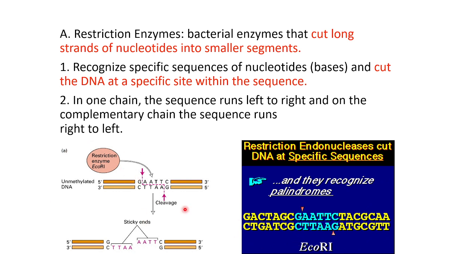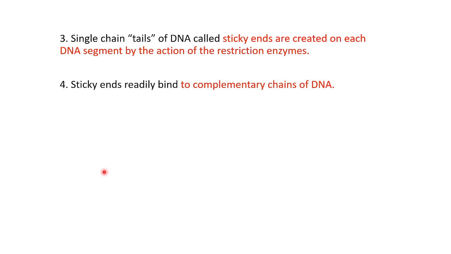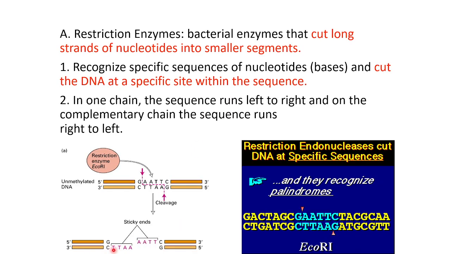You can also see this from this image. So these single-chain tails of DNA, called sticky ends, are created on each of the DNA segments by the action of the restriction enzyme. If it is cutting at a particular end, you observe that you have a part which is left over here, and a part which is left over here. These parts which are left over and uncut are known as the sticky ends, whereas if there is a symmetric cut, then we call it blunt ends.